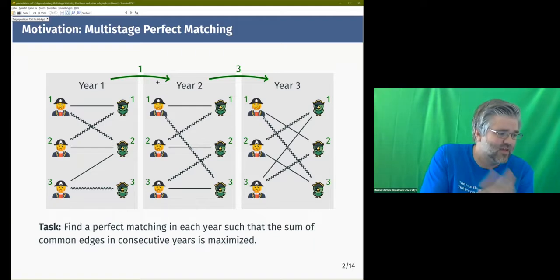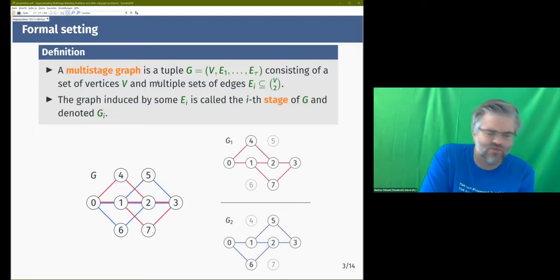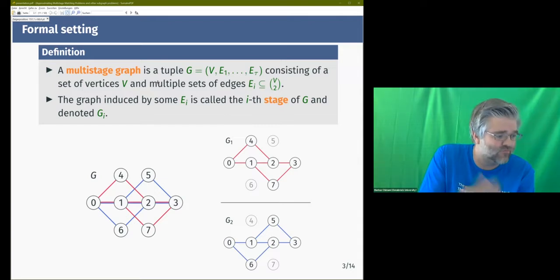So this is the scenario we're talking about. We want to maximize the number of edges that carry over in the transitions under the restriction that in every year we want to have a perfect matching. In general, this is just the general notation that we use. We have different edge sets for each year on a common vertex set, but these graphs need not be spanning. And each year in the previous example is what we call a stage now. So we have a multi-stage graph. A 3-stage graph has 3 different graphs in it.